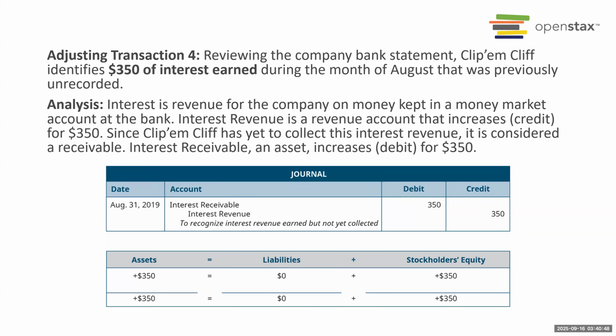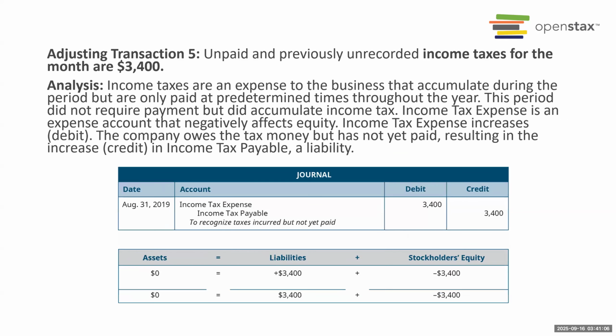Reviewing the bank statement, we see that we earned $350 in interest. Interest receivable, debit, $350. Interest revenue, credit, $350. Assets increase $350 and stockholders' equity increases $350.